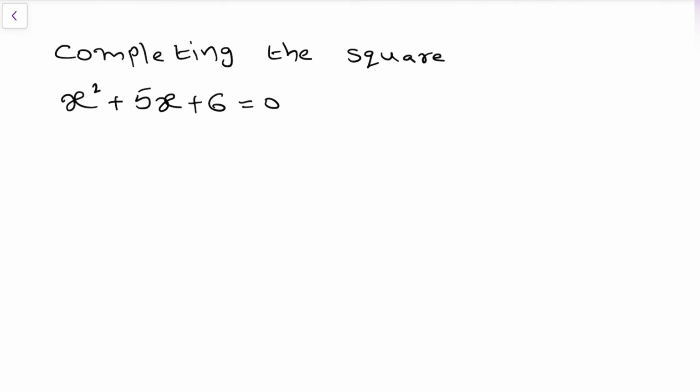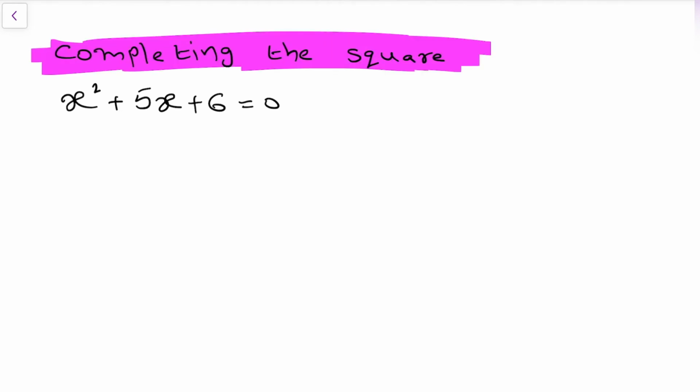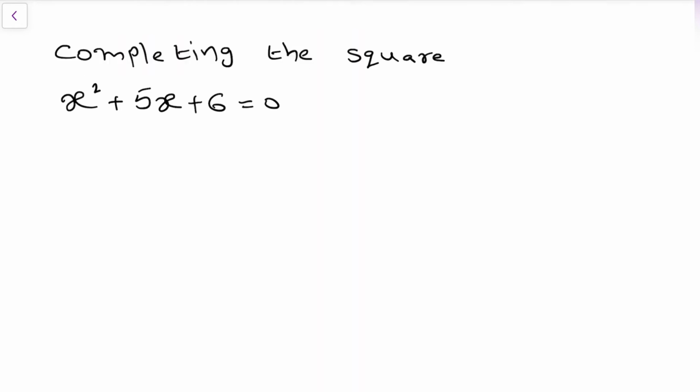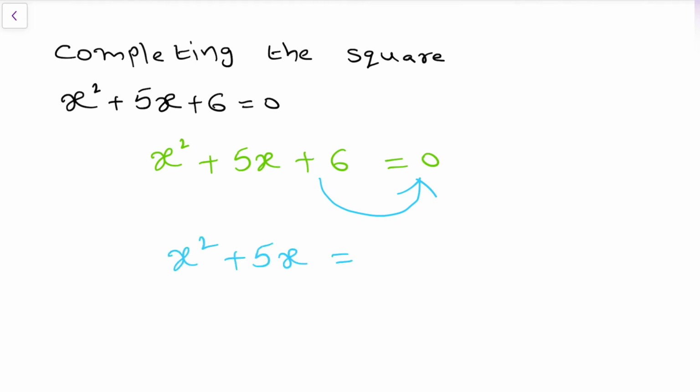Next, solve the given quadratic equation by the completing the square method and find the roots or zeros. Completing the square is one of the very important questions in the exam. Okay, let us check it out now. The given question is x² + 5x + 6 = 0. The first thing we need to do is take the constant to the right side. So we get x² + 5x = 6.